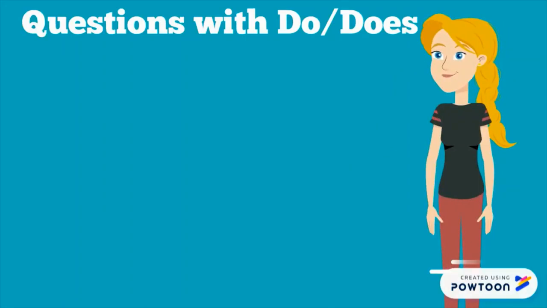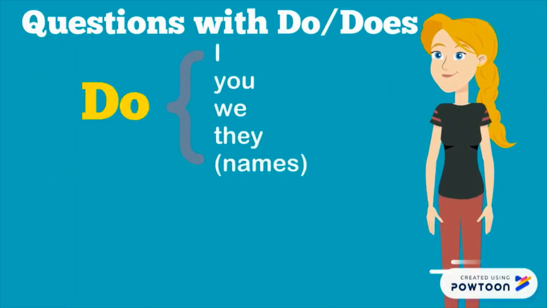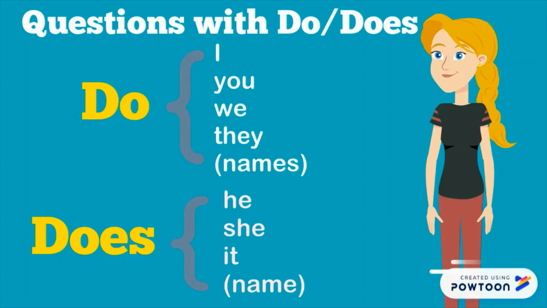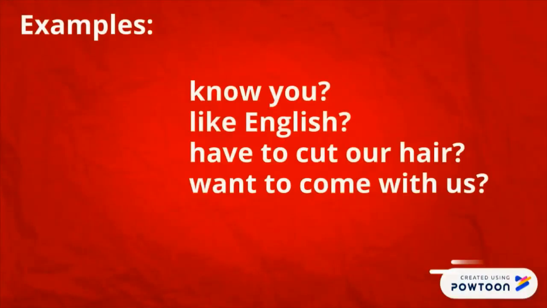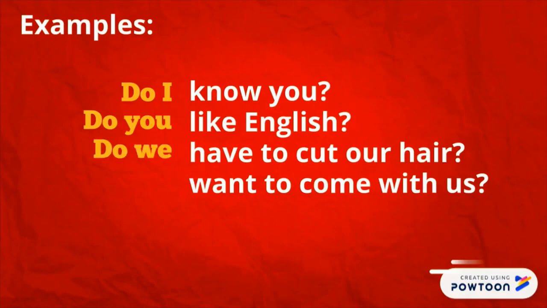You may start with do, followed by I, you, we, they, or names, or you may start with does, followed by he, she, it, or a name. For example, you can ask, do I know you? Do you like English? Do we have to cut our hair? Do they want to come with us?